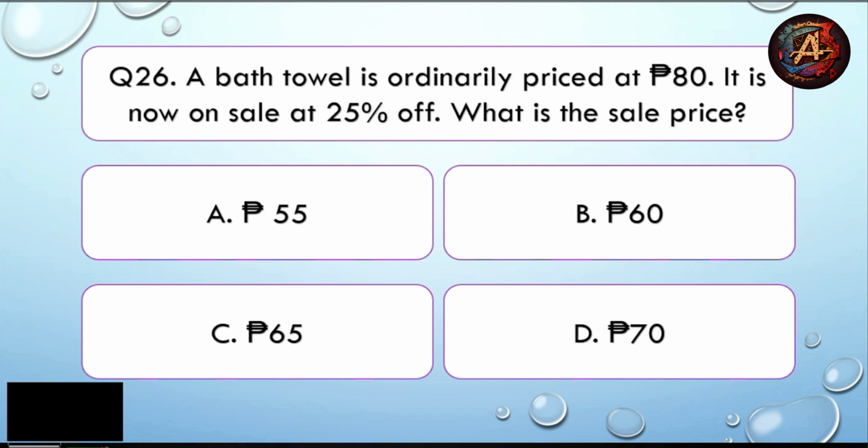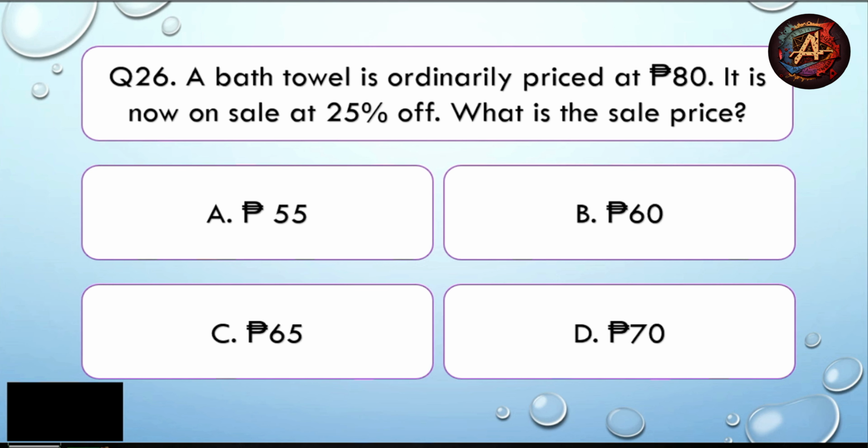Okay, my dear math learners, in this question, it says here that there is a discounted price, right? And the discounted price is the 25% off. Meaning the 25% of 80 is deducted from the amount of 80 pesos. Whatever the result, that will be the amount that you will be paying for the bath towel. One way to get this is by doing 80 times 0.25, which is the decimal value of the 25% off, and then the answer will be subtracted from 80 pesos.